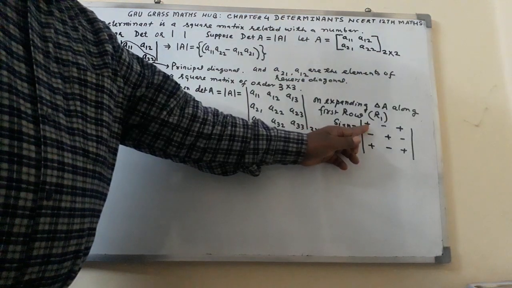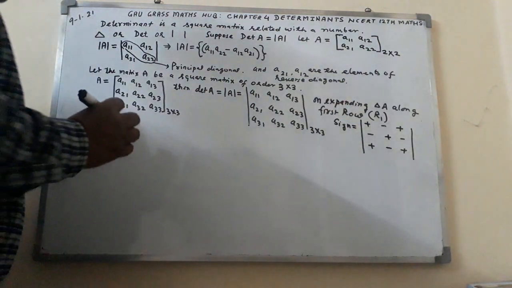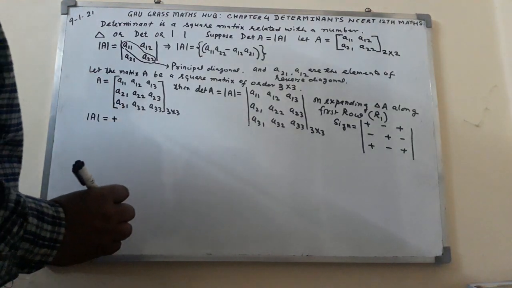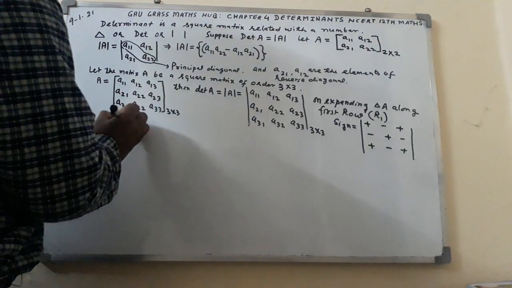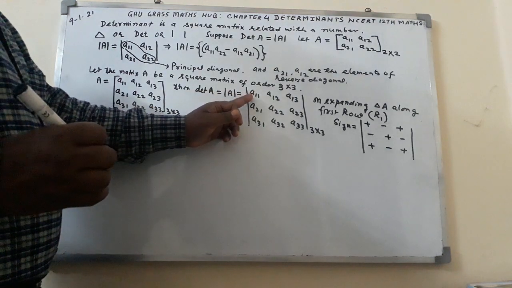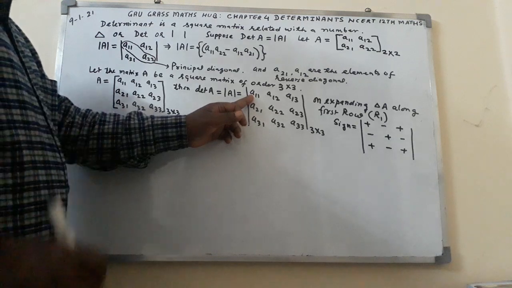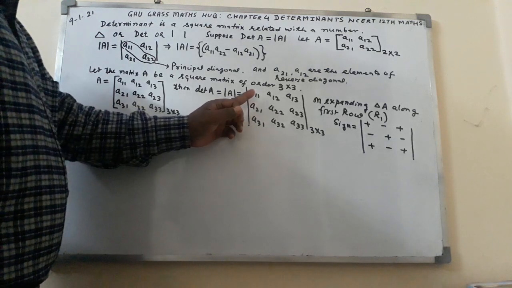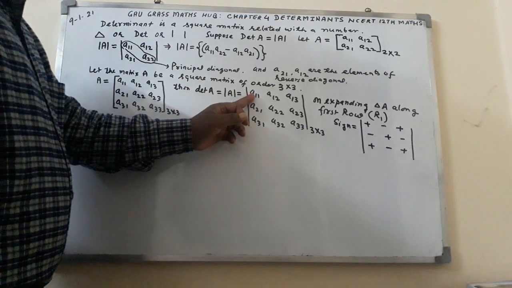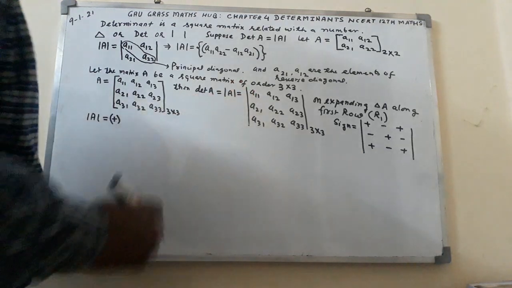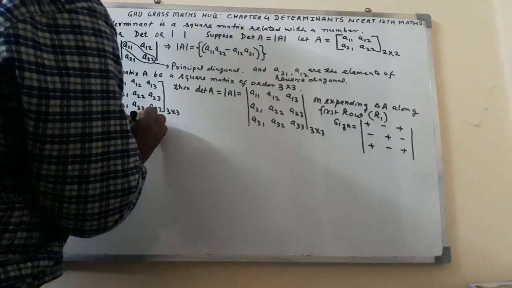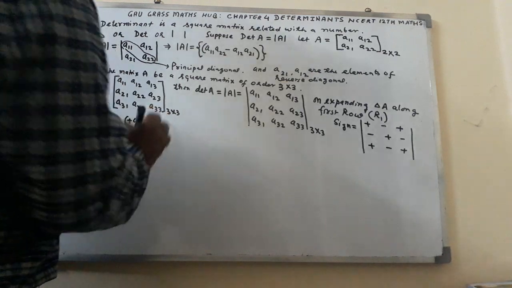In first row plus sign is written, so here write plus. Plus sign will be written in bracket. After that, this element with sign will be represented. So here you can see element 1 1 has the sign plus. So here sign, right here plus A11.